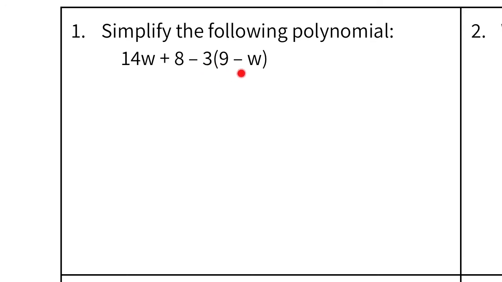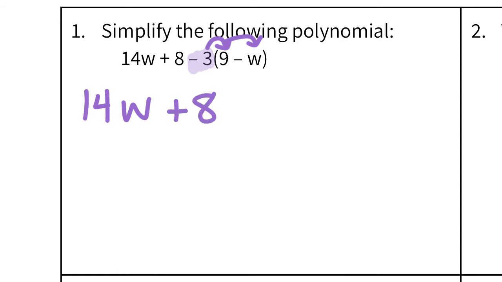So the first thing we want to do is get rid of these parentheses here. We're going to do that by getting this -3 that's out front and multiplying it in. The first two terms, I'm going to leave them the way they are, so 14w plus 8. But now, -3 times 9 is -27, and -3 times -w is positive 3w. Remember, negative times a negative makes positive.